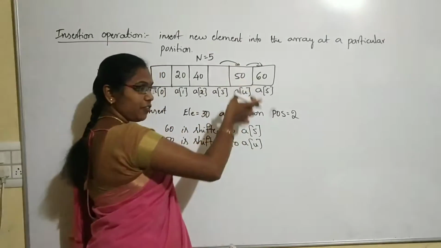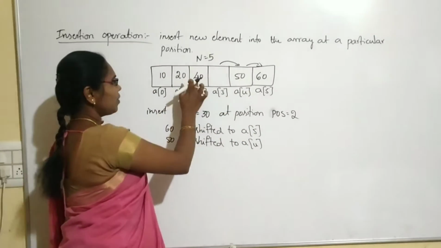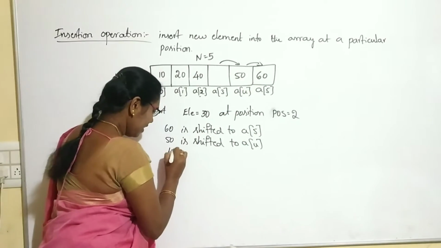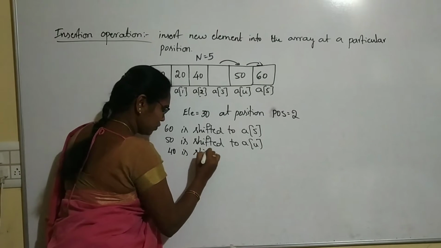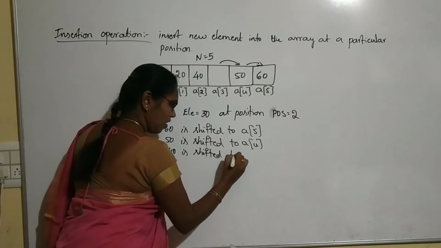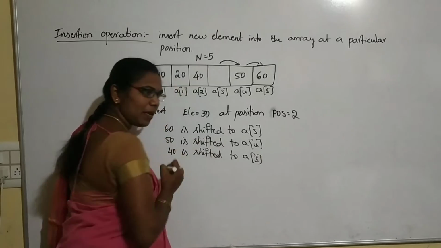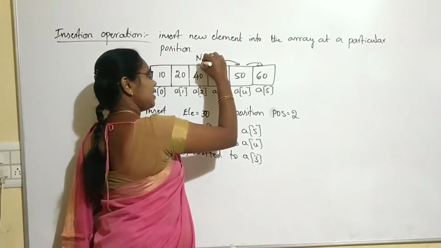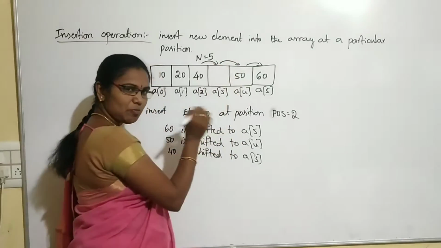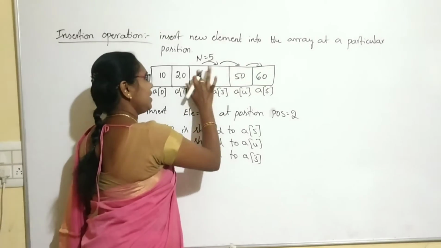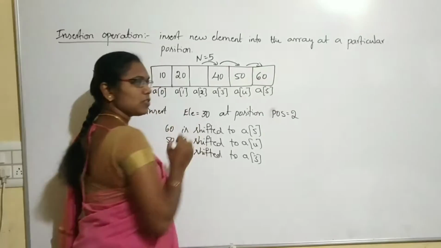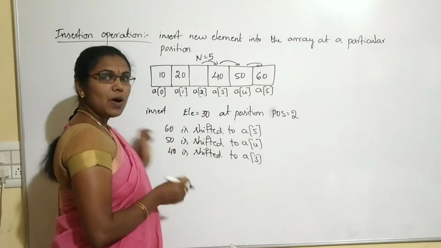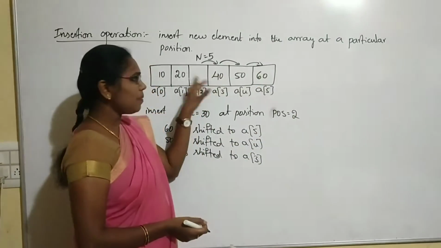Then we shift one more element, right? That one more element is 40. Now we shift 40 to E of 3 position. The element 40 is shifted to the next higher order position. Now 40 is stored in E of 3 position. Now our required position is blank.